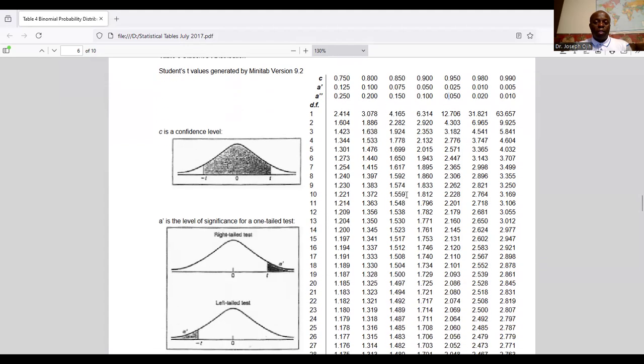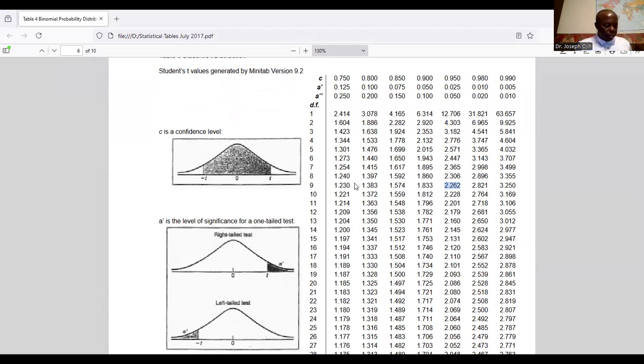So it's right here. Now you're going to follow it under 9 degrees of freedom. So you follow it under 9 degrees of freedom, right here. That's why you get 9 degrees of freedom. So it's plus or minus 2.262.